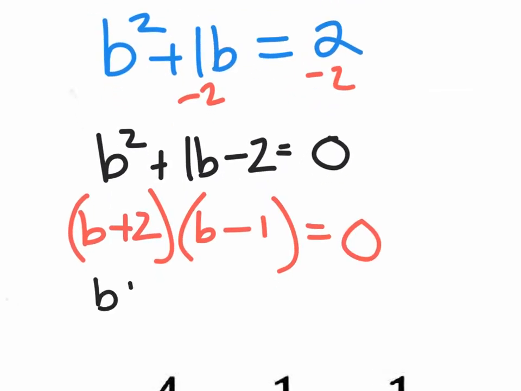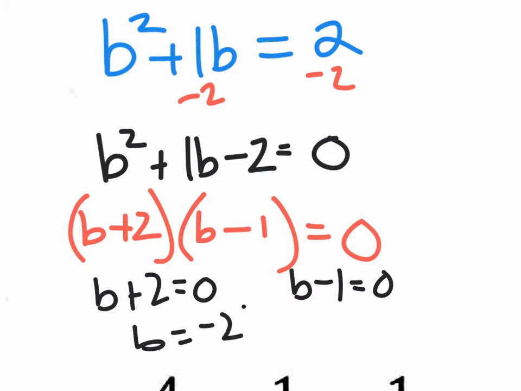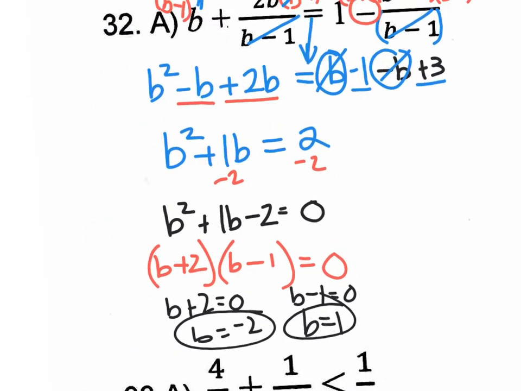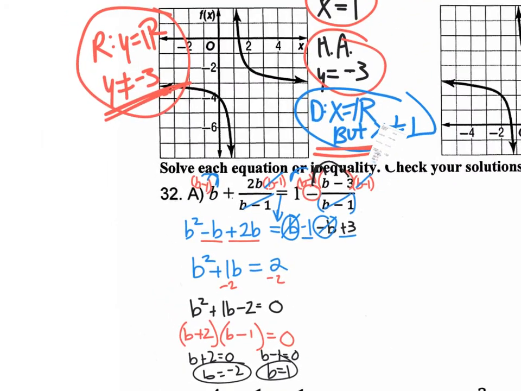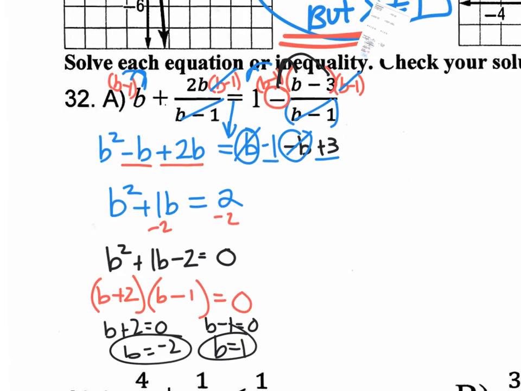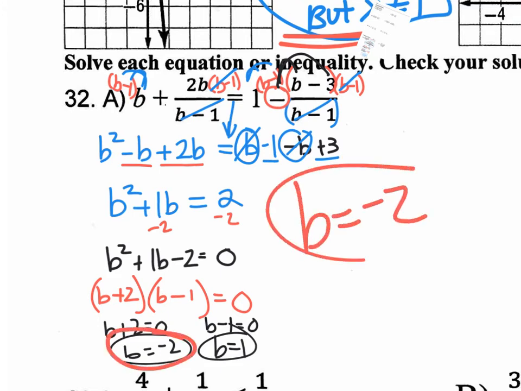So if you have b plus 2 equals 0 and b minus 1 equals 0, you're going to get an answer of b equals negative 2 and b equals 1. So our two answers are b equals negative 2 and b equals 1. Now the question is, are those acceptable answers? You need to take the time and take that negative 2 and make sure that it doesn't give you 0 in the denominator. Negative 2 minus 1 is not 0. Over here, negative 2 minus 1 is not 0. So negative 2 works just fine. B equals negative 2. That's one answer.